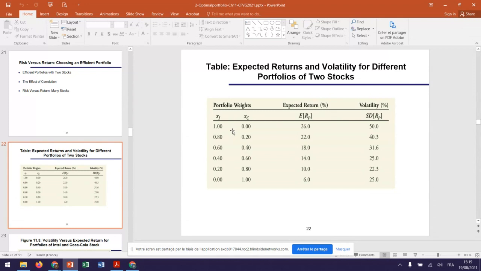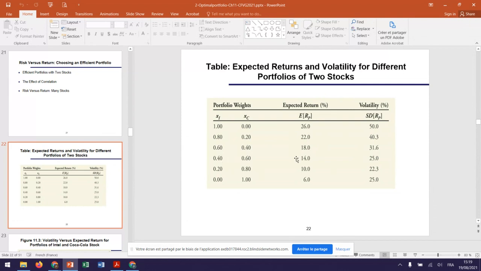If I reallocate 80% in Intel, 20% Coca-Cola, my return reduced from 26% to 22%, but my volatility also reduced from 50% to 40.3%. It depends on the choice. Now I have not only one extreme of holding only one, but I can combine different weights. If I combine 80% and 20%, the characteristic of my portfolio changes. And at 60%, 40%, 40%, 60%, 20%, 80%.